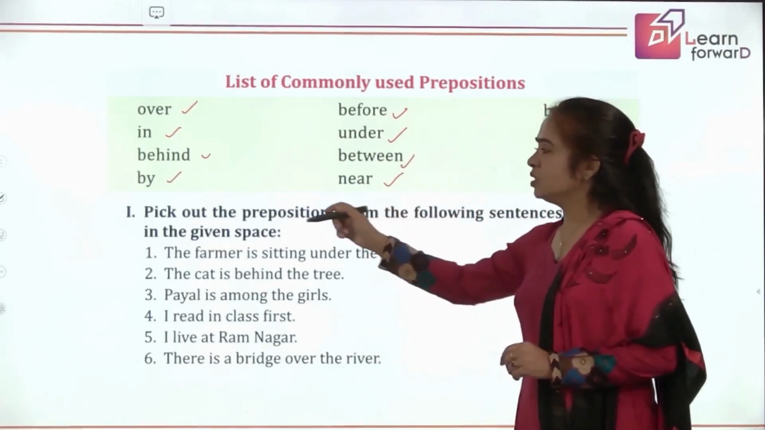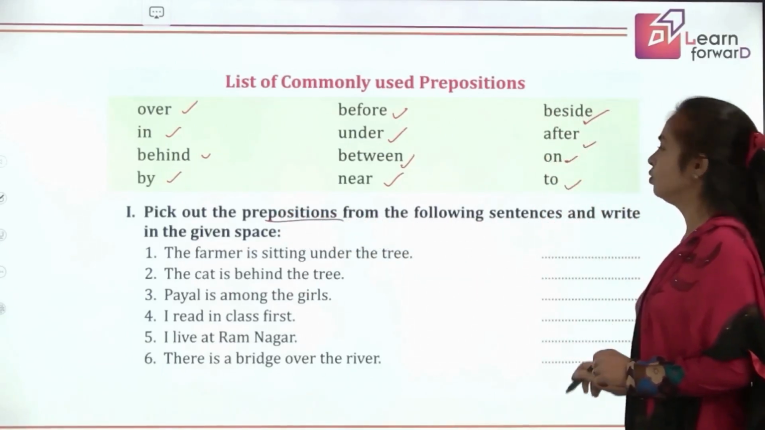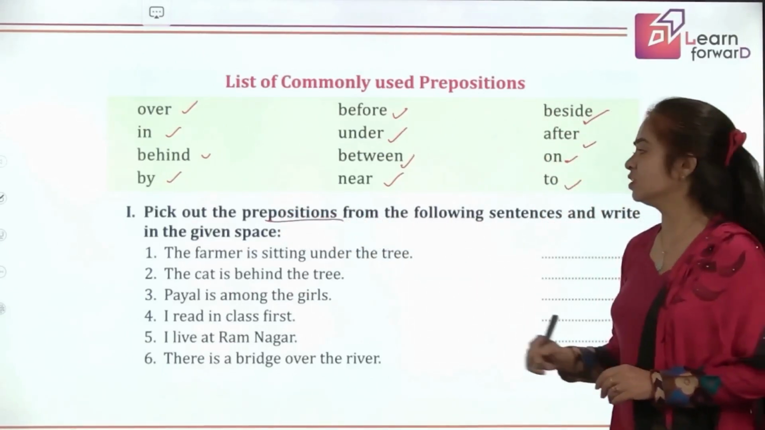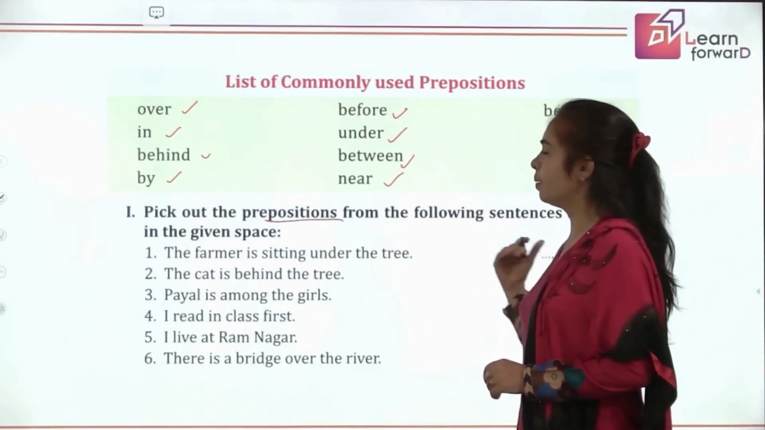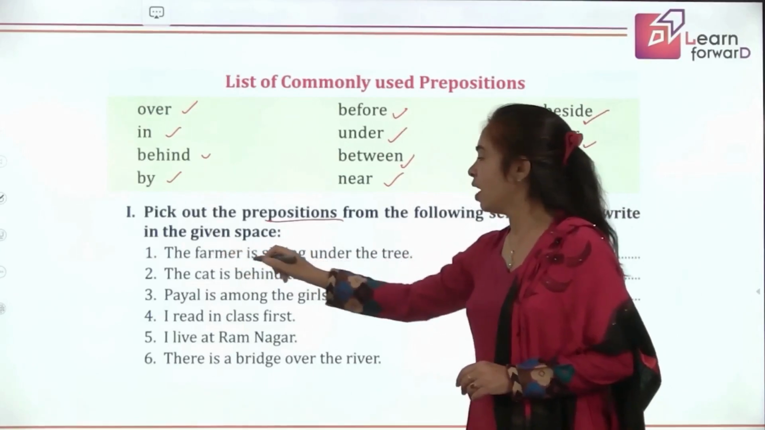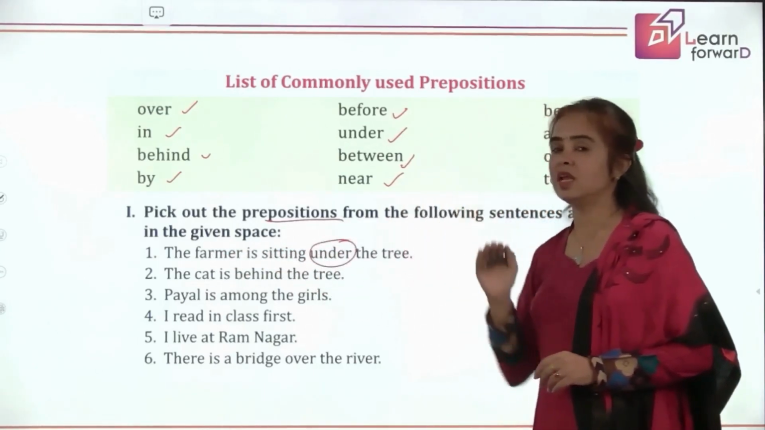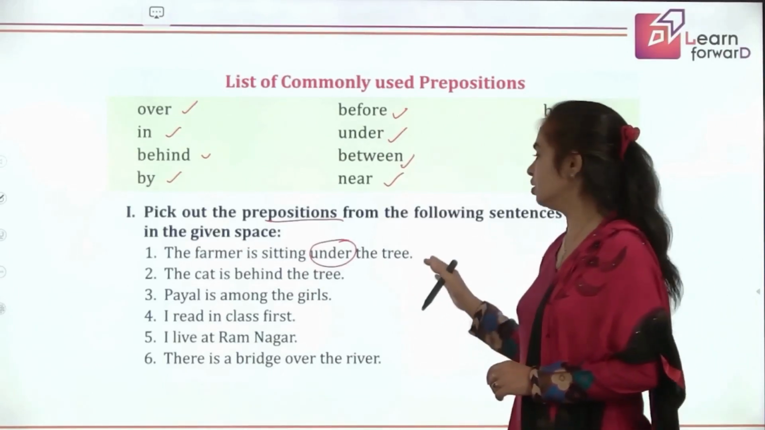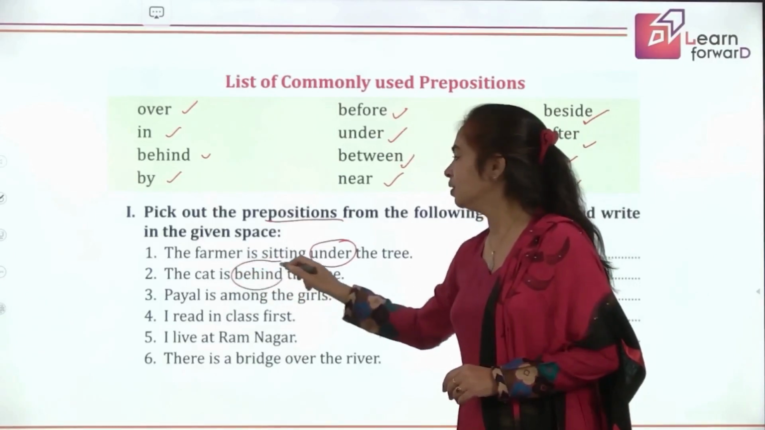So let's do this exercise. Pick out the prepositions from the following and you have to write them in the given space. So let us just pick out. You'll write the words here, prepositions in the given space. The farmer is sitting under the tree. So it is telling you what location it is in relation to the tree. Where is the cat? Behind the tree.